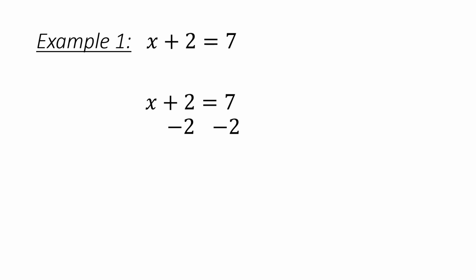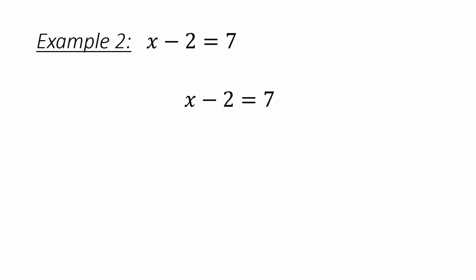My positive 2 and my negative 2, those are going to go away. They're going to cancel out. That's what we want to happen. And then I'm going to draw a line here and I'm going to bring down my x, and then I'm going to finish the problem: 7 minus 2, which gives me 5. So x is going to equal 5.